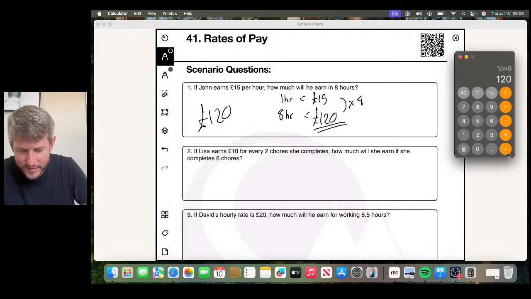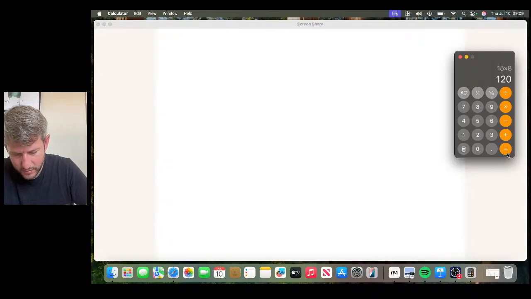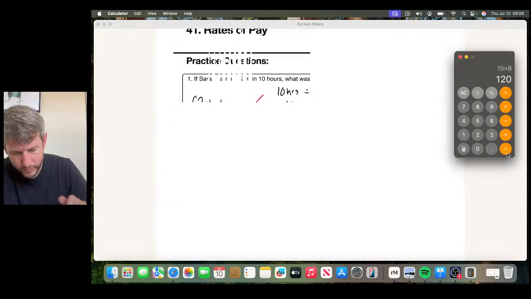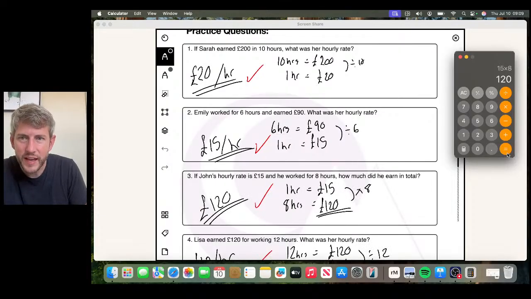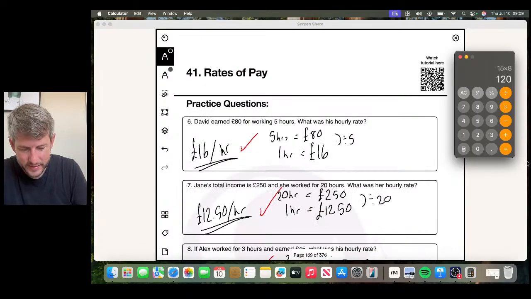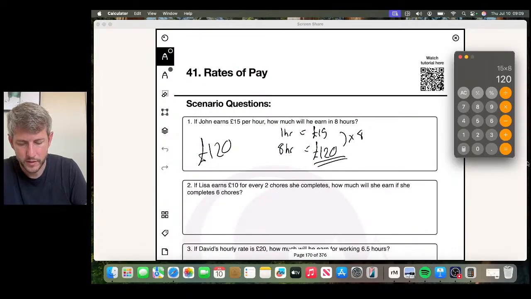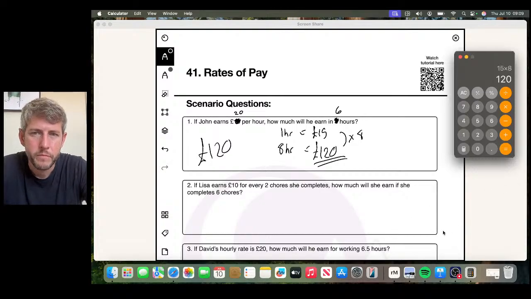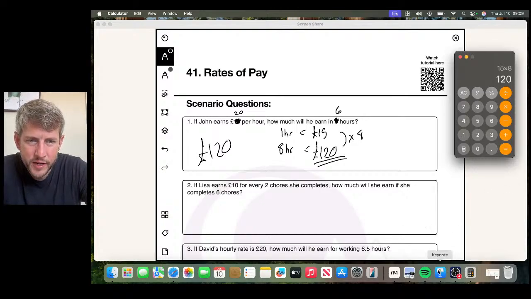One second, was that exactly the same as a question here? Yes, it was. It was exactly the same as this question here. So that isn't great, so let's change that question. Let's just say, so we don't have to go into the mark scheme, he earns £20 per hour, and how much will he earn in 6 hours? That will be the same answer, so we only have to change that in one place.